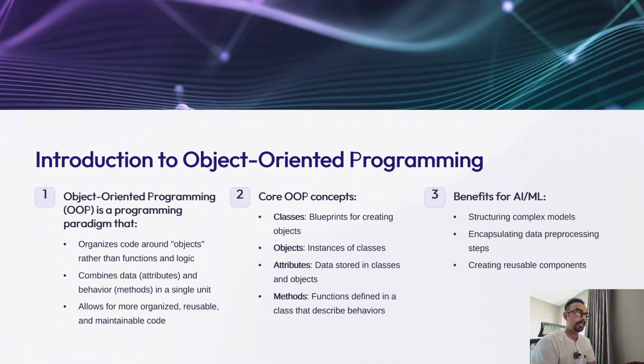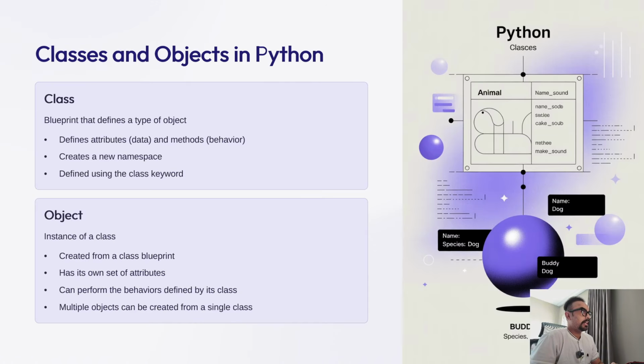In artificial intelligence and machine learning, OOP is particularly useful for structuring complex models, encapsulating data processing steps, and creating reusable components. As we will see throughout this video, OOP provides a natural way to model real-world entities and concepts, which is especially valuable in artificial intelligence, where we often try to mimic real-world use cases and scenarios. So let's understand what these four components are which classes are made of.